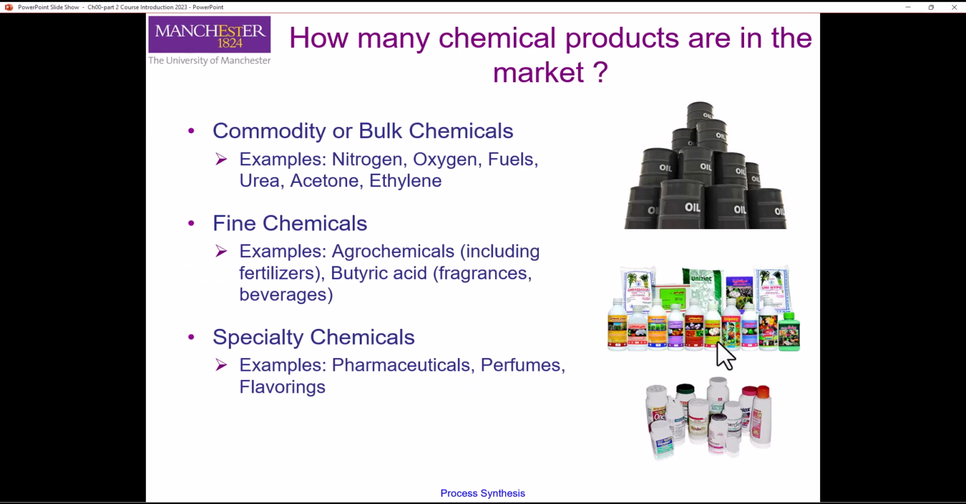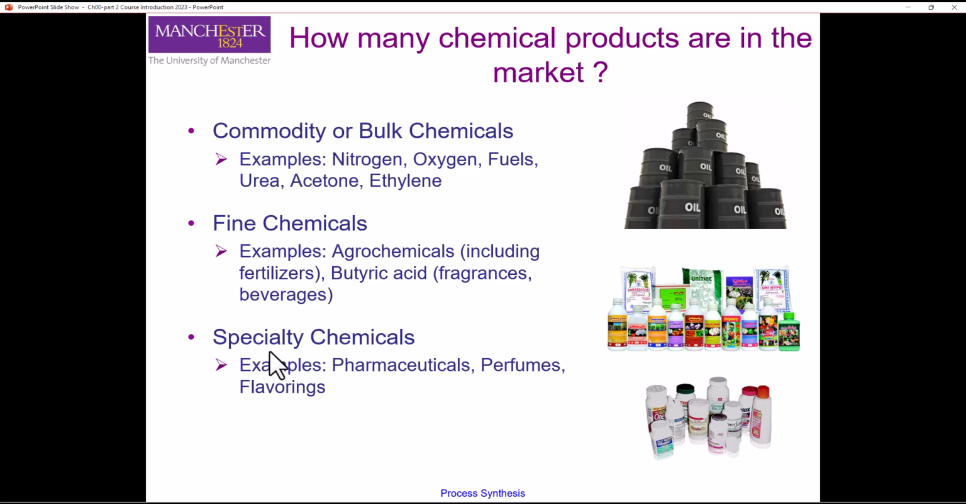So there are actually three broad classes of chemicals. First is the commodity or bulk chemicals. Second one is the fine chemicals, and the third one is the specialty chemicals or functional chemicals. Commodity chemicals are normally produced in large volumes, and they are sold on the basis of composition or purity, and the composition and purity is the factor that determines their price. Okay, and examples of these chemicals are sulfuric acid, nitric acid, nitrogen, oxygen, and chlorine, and many other such chemicals.